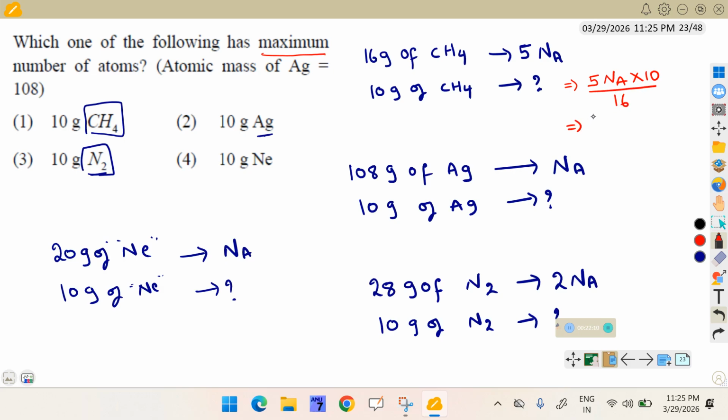50 by 16, 50 by 16, then 3.125 into Avogadro number of atoms are present.